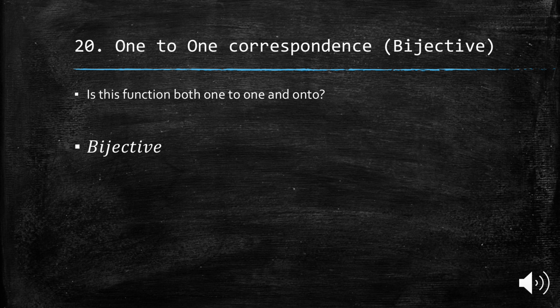All this is to say is if our answer to the last two was yes, then it is bijective. Is the function both one-to-one and onto? This time it is, which means we say it's bijective. If it was one-to-one but not onto, it is not bijective.